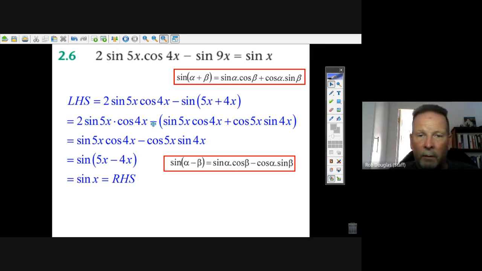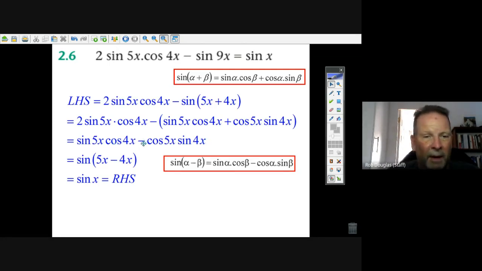Okay, now I look at, well, what have we got here? Well, there we got a sine 5x and a cos 4x. Well, this is 2 sine 5x cos 4x. Well, sine 5x cos 4x, it's a like term. We got 2 bananas minus 1 banana. 2 sine 5x cos 4x minus 1 sine 5x cos 4x must just equal 1 sine 5x cos 4x. But if we minus this thing, we're minusing all of this. This must turn into a minus now.